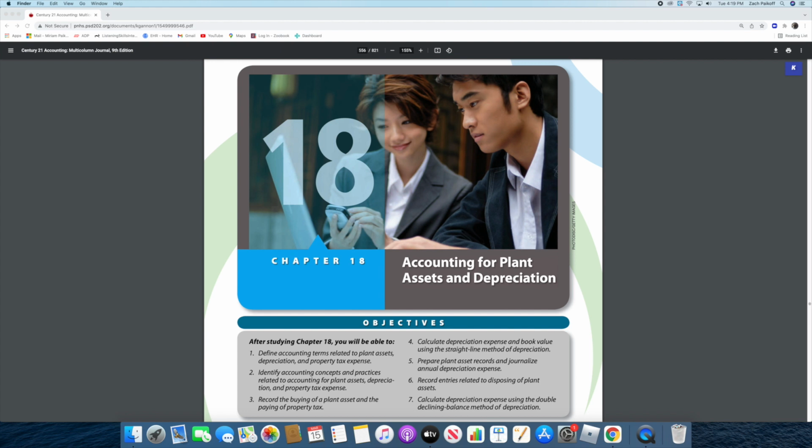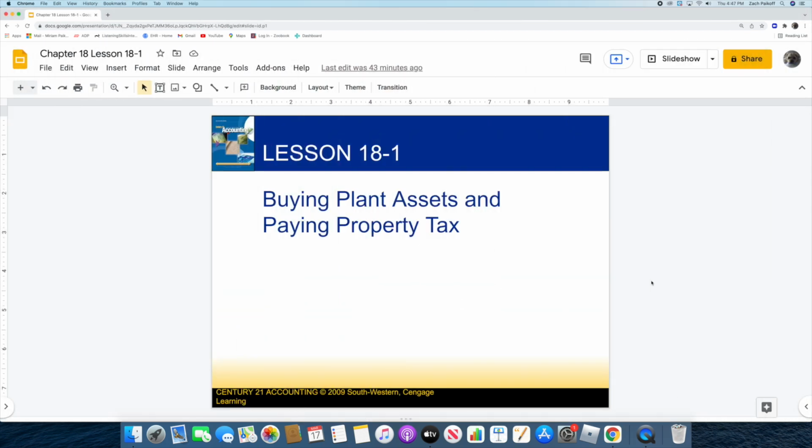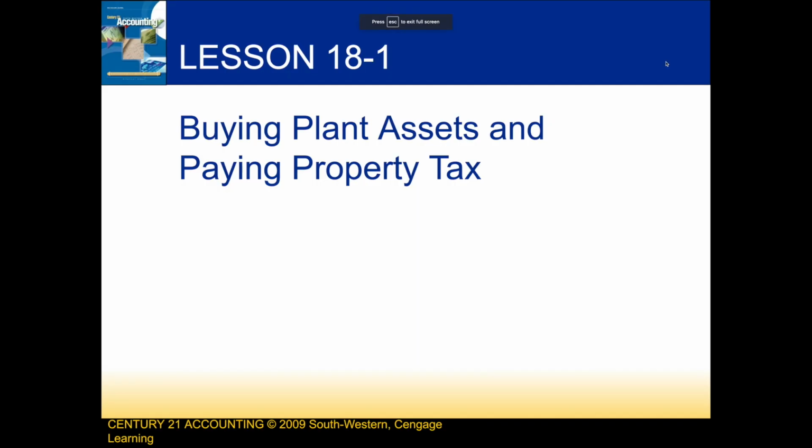All right, so now that I've read over the learning objectives, let's jump right into the 18-1 text. So now we're going to be moving on to the 18-1 text, which is the first lesson in Chapter 18. And in this lesson, we will be learning about buying plant assets and paying property tax.